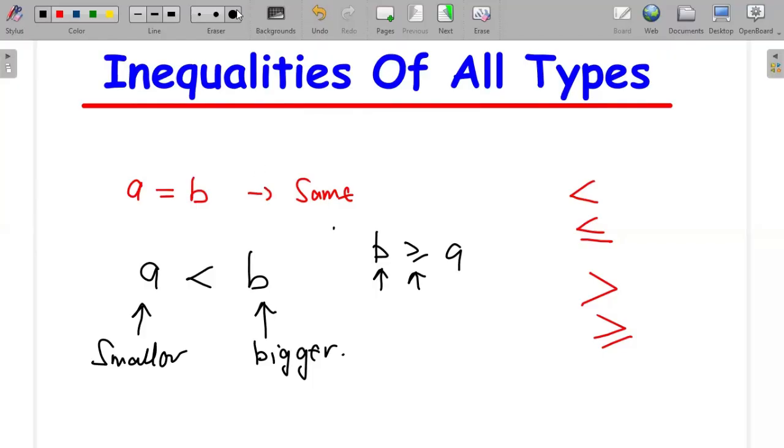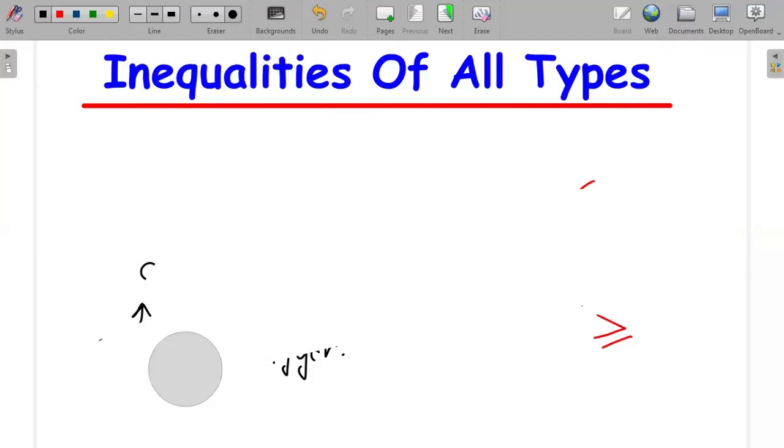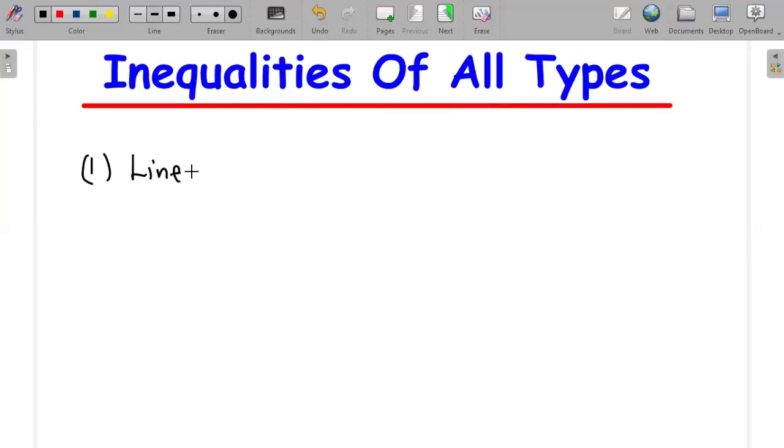Okay, so now when we come to the inequalities, we have a lot of types, and we are going to discuss all of them in this video. So the inequalities are divided into categories. I think the categories are about, is it 5 or 4? We'll see. So the first category of these inequalities is what we call the linear ones. So linear inequalities. This is the first type of the inequalities that we have.